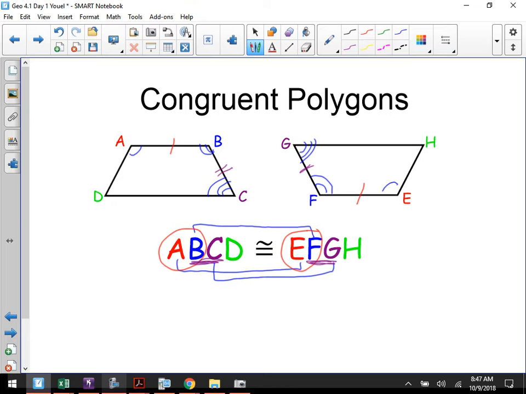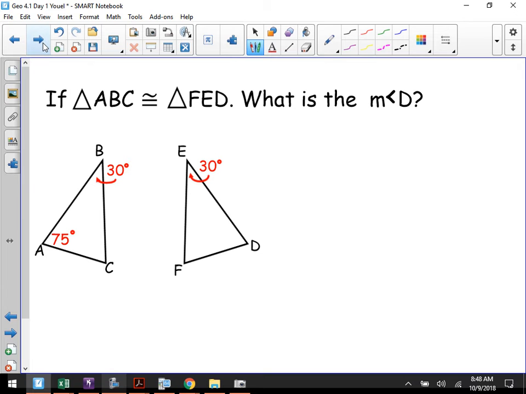And then again, you're allowed to use 4 tick marks once you get to the end, if that's the 4th pair of congruent sides. Good. Any questions so far? Making sense? Congruency statements are used to determine congruent angles and congruent lines. Good. All right, so here we have a congruency statement that this triangle ABC is congruent to this triangle FED.